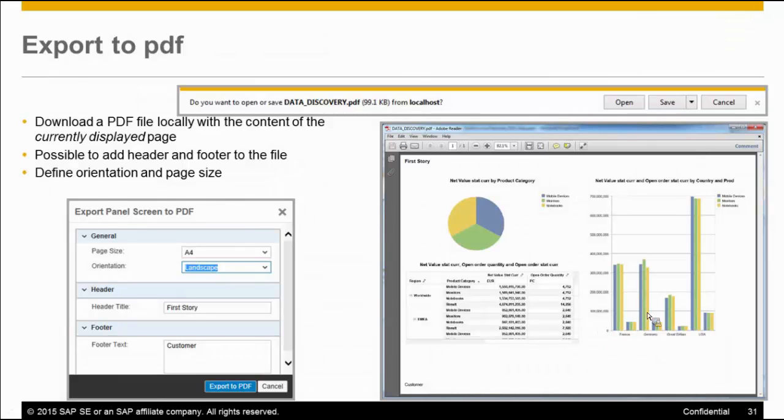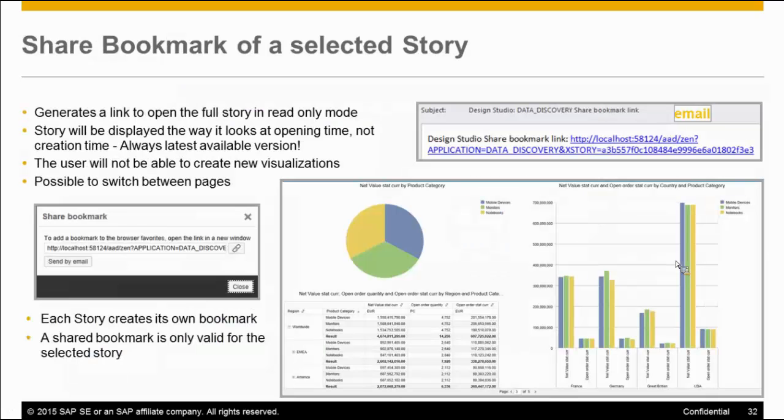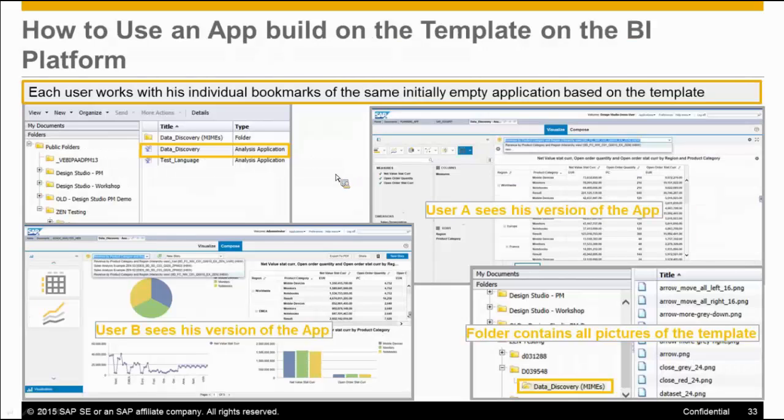So export to PDF option, we already talked about it. So different page sizes, or 2 types of orientations. You can give a header and a footer text. And once you export it, this is how your story looks like. And bookmarks, yeah, it's the same concept. You can share the bookmarks to the URL, or you can save it. And yeah, the location and everything will be the same in the BI mode.